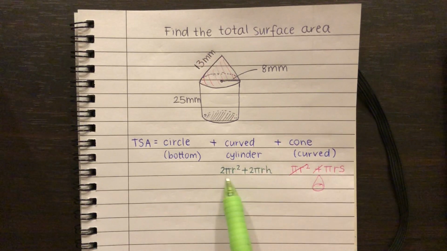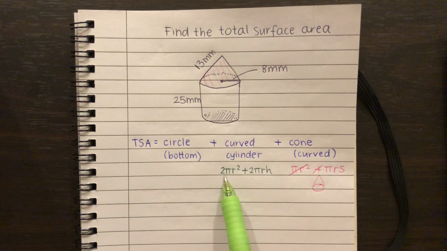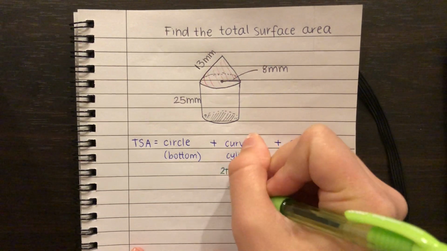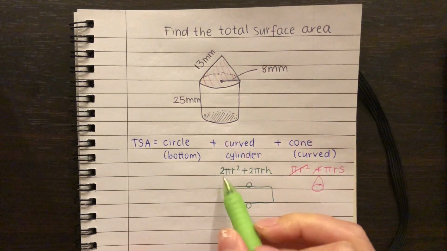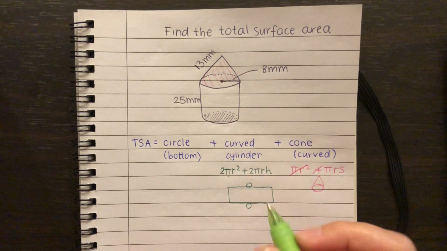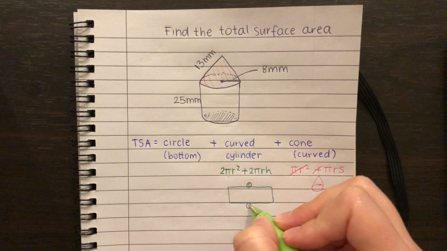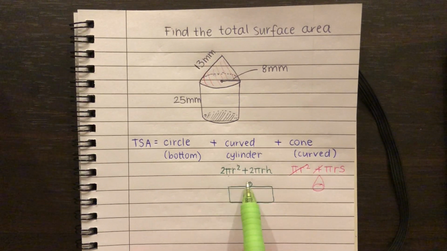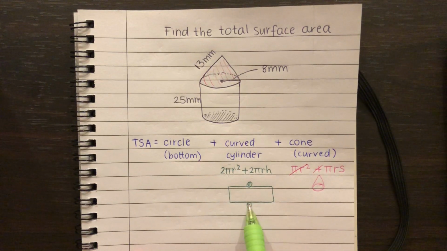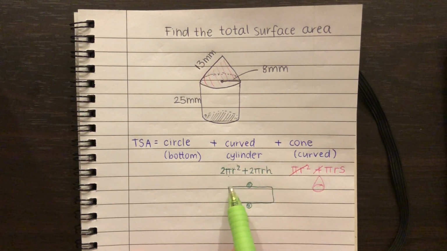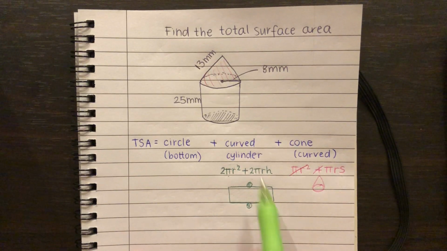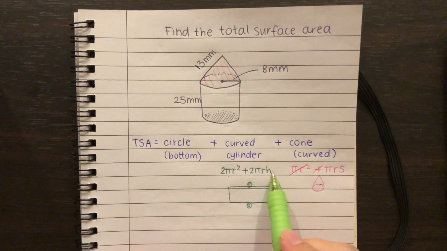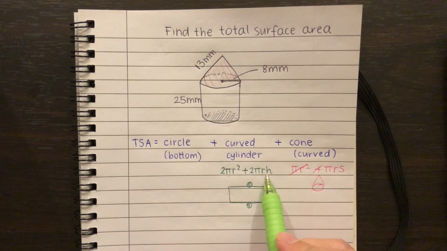Now from here, this part of the formula calls for, in a cylinder, if I just draw it again as a net, this part here, the 2 pi r squared, means these two circles here, because the area of a circle is pi r squared and we have two of them. So that's where this part of the formula comes from. This second part is this rolled out circular bit. So this part that curves around the whole cylinder is the 2 pi rh.